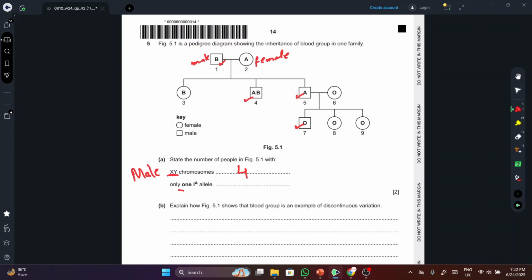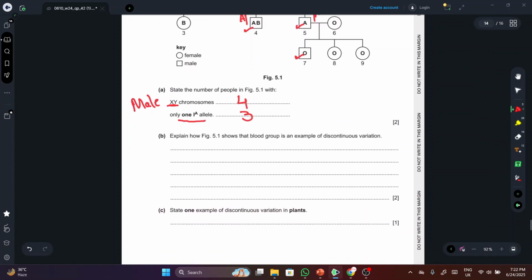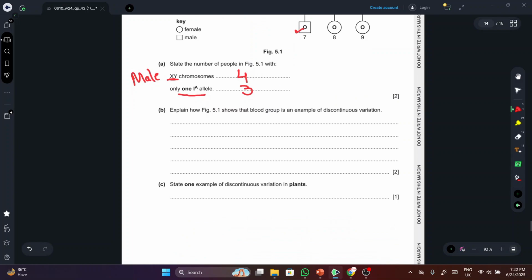The next one is only one A allele. So basically the A allele will also be present here. A allele is present here. A allele is present here. So 1, 2, 3. So 3 are those which contain the A allele. Is it clear? Explain how the figure shows the blood group is an example of discontinuous variation.